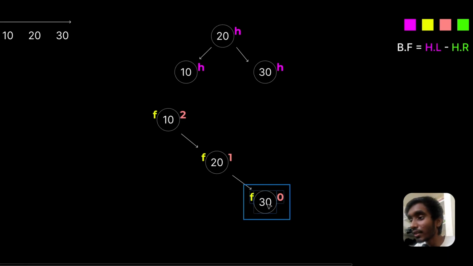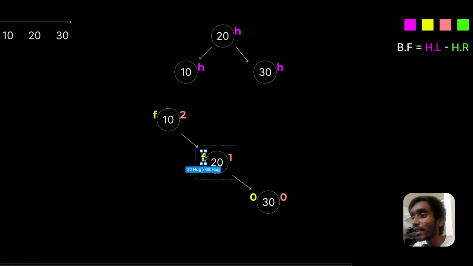For the balance factors, we always go from the bottom to the top, because this all works with recursive functions. So the child node is executed first, and then the parent node is recalculated based on the nodes that are added to its child. For 30, the balance factor will be the height of the left subtree minus the height of the right subtree. Since there is no height for this, the balance factor will be 0. Now for 20, the height of the left subtree is 0, but the right is 1, so the balance factor will be minus 1. For this it will be minus 2.